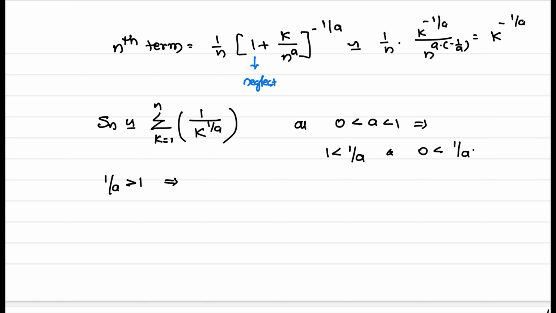And as k tends to infinity, with 1 by a greater than 1, Sn is approximately equal to sigma k is equal to 1 to n, and n is very large, k to the power of 1 by a. K to the power of 1 by a means 1 by a is greater than 1, k tends to infinity. As it tends to infinity, the sum value will be becoming 0 slowly.